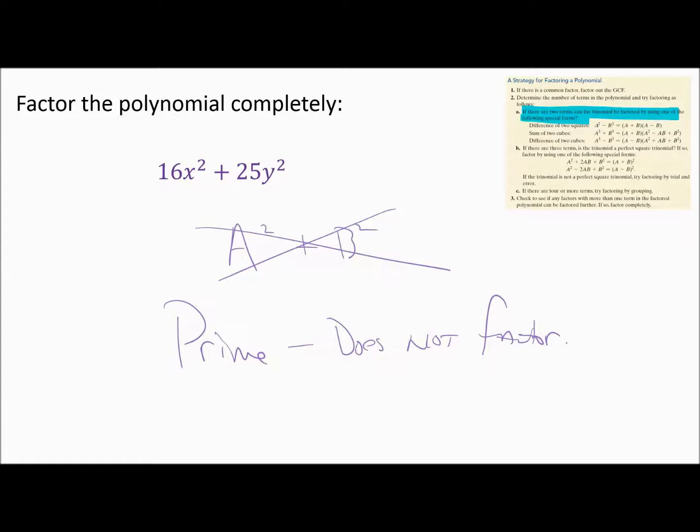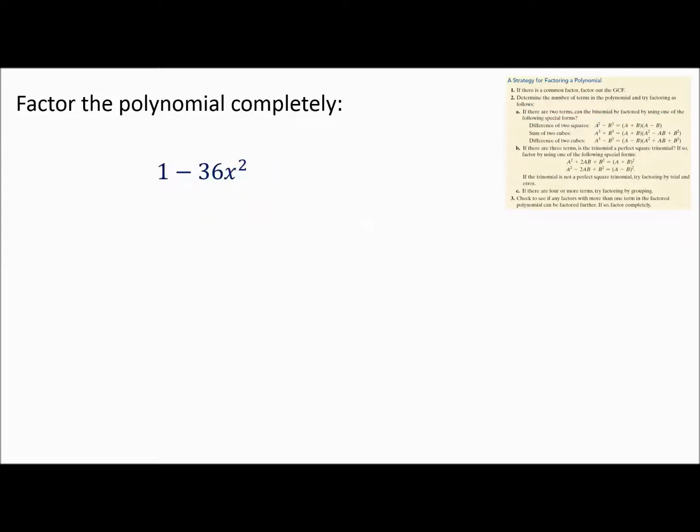It does not factor anymore unless there were a greatest common factor. Once again, I failed myself and you too. I forgot to look for a greatest common factor, but this did not have one. 16 and 25 don't have any factors in common. All right, let's take a look at 1 minus 36x squared.